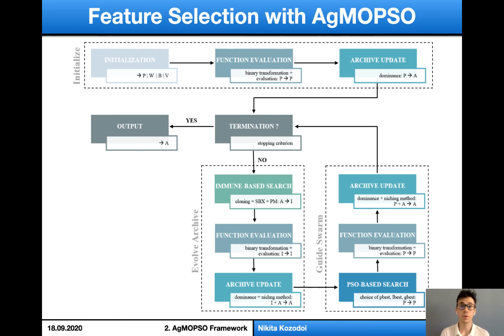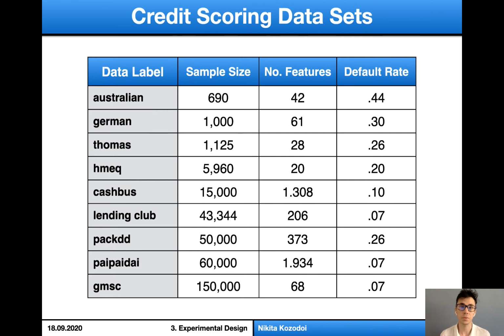So let's test performance of our algorithm on some real data. For these purposes, we gathered a library of 9 publicly available credit scoring datasets. As you can see in this table, the number of features and sample size varies a lot from one dataset to another, which allows us to test our framework in a number of different environments.